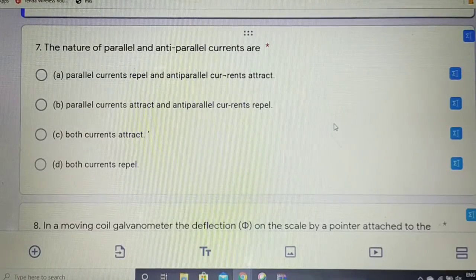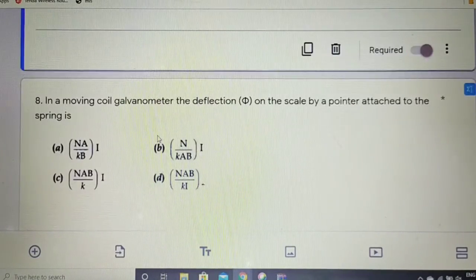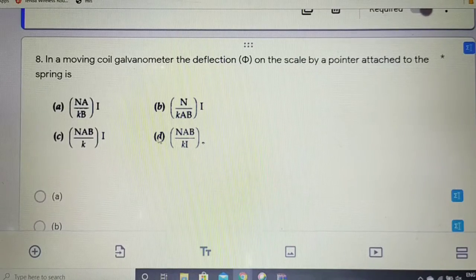The next question is, the nature of parallel and anti-parallel currents are. We already know what the nature of parallel and anti-parallel currents is. The parallel currents repel each other, and the anti-parallel currents attract each other. So the first option is correct. You can see, a very easy question. And now let us try to solve the next question.